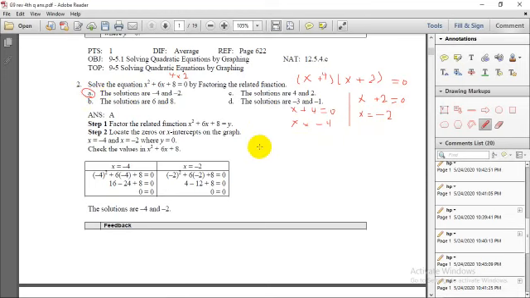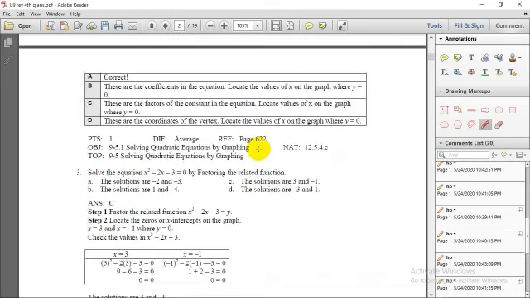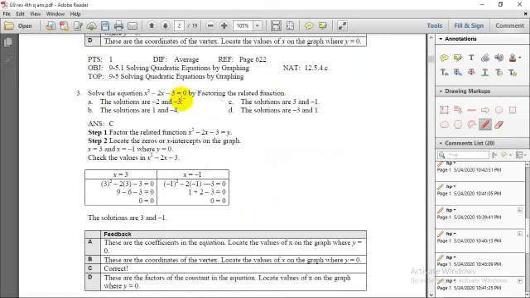Excellent, grade 9. Here, let's see number 3. Of course, you can pause the video and try to solve it by yourself. Okay, if you want. It's just the same as the first one. Did you try? Let's see.